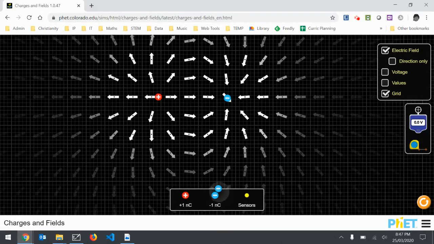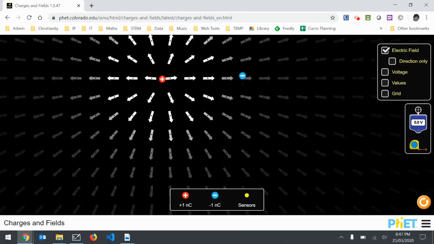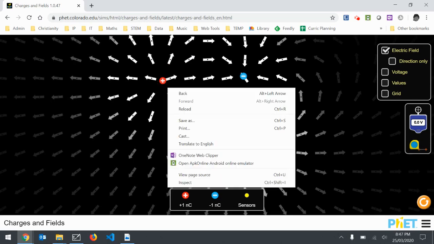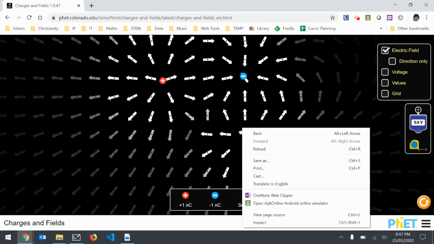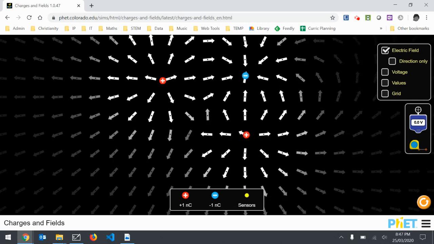I'm going to reset this. If I now put some charges like the example we had before, you see that a charge in this direction here is going to be repelled by this one here, and repelled by this one here, but it's going to be attracted by this one here. So in that case, it's going to go in that direction.